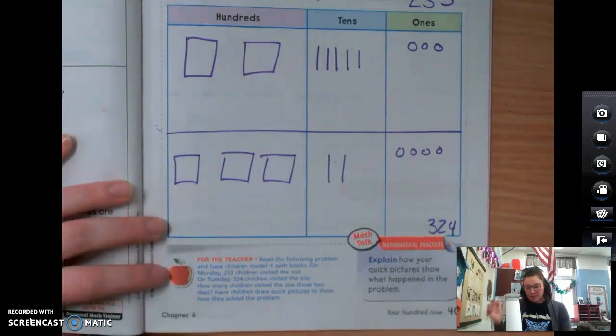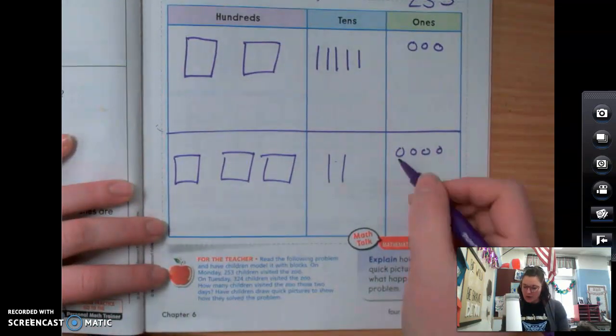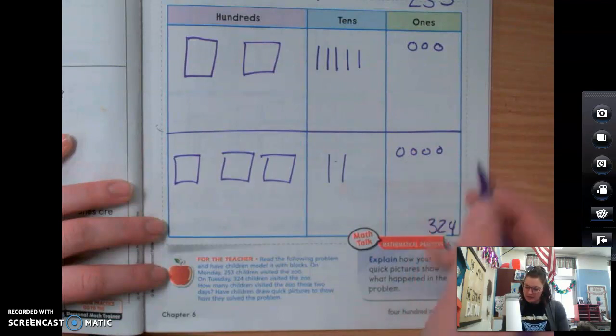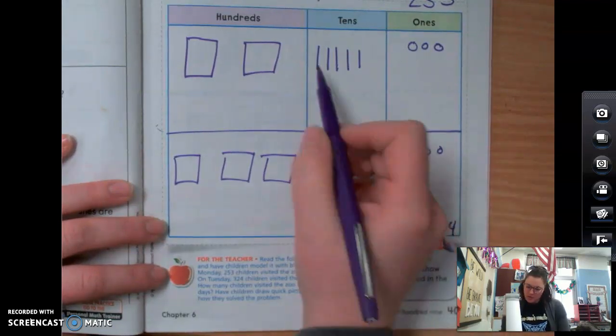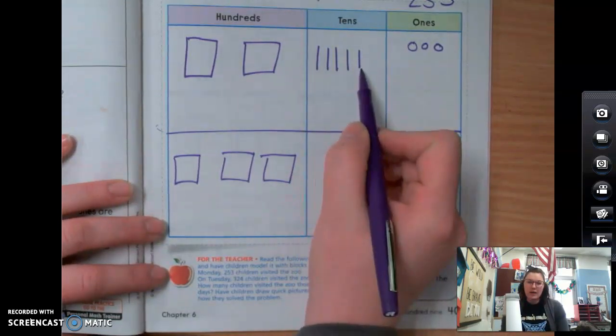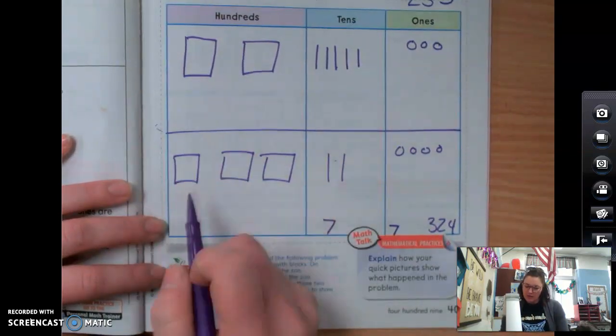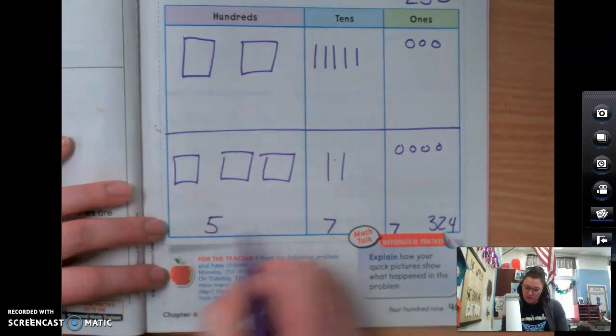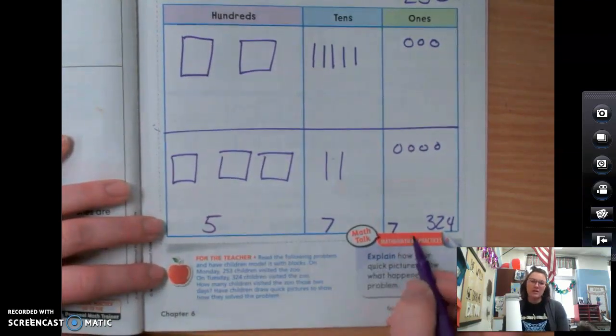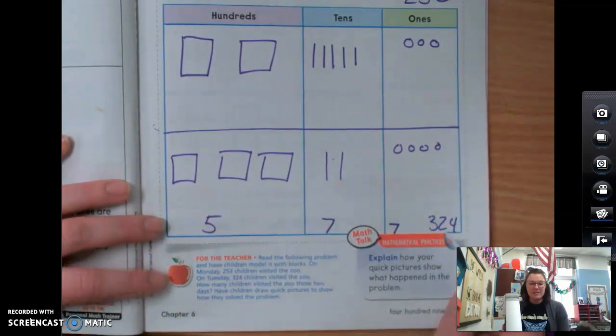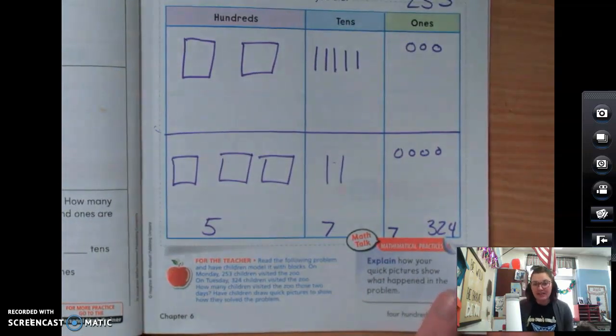And we need to know how many children visited the zoo on both of those days, the 2 days together. Okay, so we're going to count them up. We've got 3 here, 4, 5, 6, 7 ones. 1, 2, 3, 4, 5, 6, 7 tens. And 1, 2, 3, 4, 500. So the answer would be 577. All right, that was a simple one because there was no regrouping. We just had to count them up.